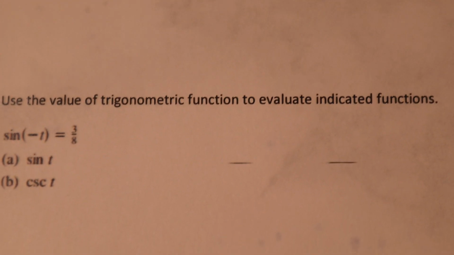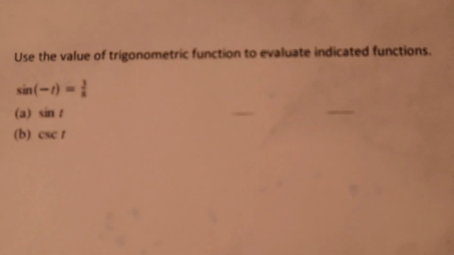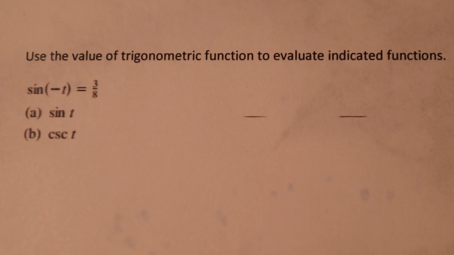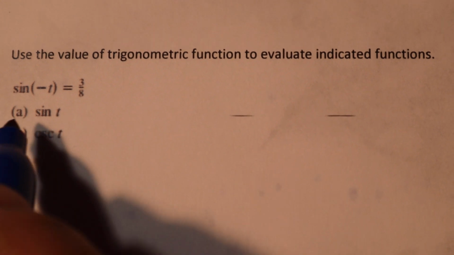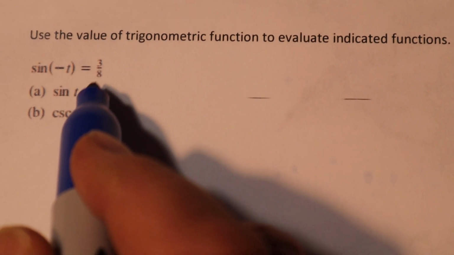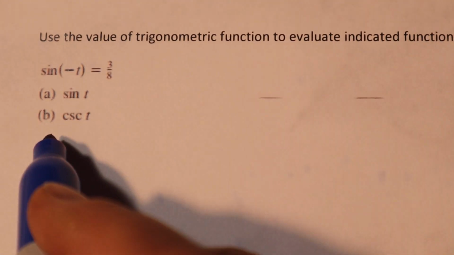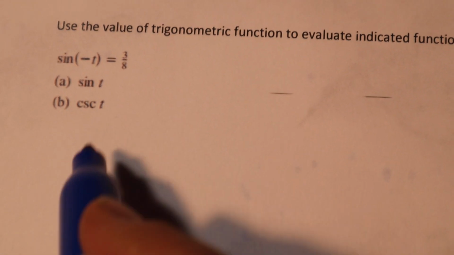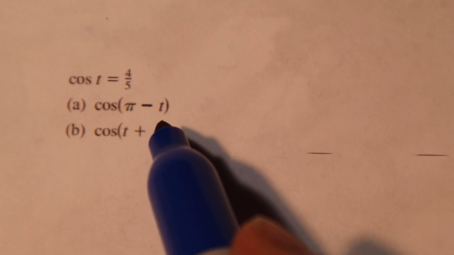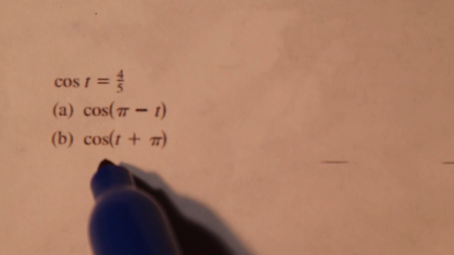Okay, given this question, use the value of the trigonometric function to evaluate the indicated functions. So sine of negative t equals 3 over 8, and they need you to find sine of t and cosecant of t. And the second example, cosine t equals 4/5, and they need you to find cosine of pi minus t and cosine of t plus pi.